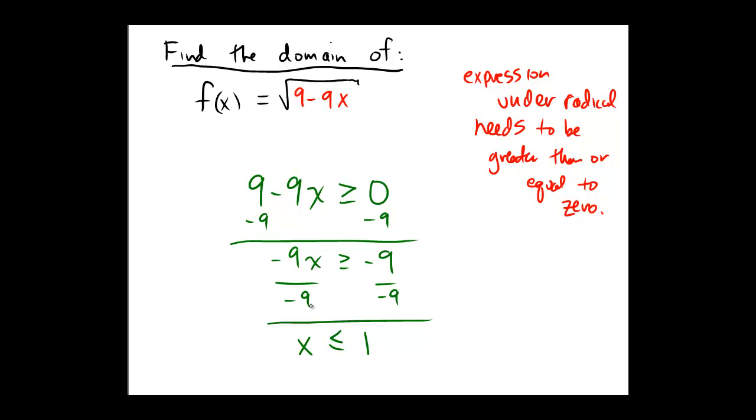Don't forget, I divided by a negative, and therefore I have to flip my inequality sign over, like we discussed in class. So the valid domain is all numbers that are less than or equal to 1. In interval notation, we start at negative infinity and go all the way up to 1, including 1. But it might be more convenient here to just leave it as x less than or equal to 1.